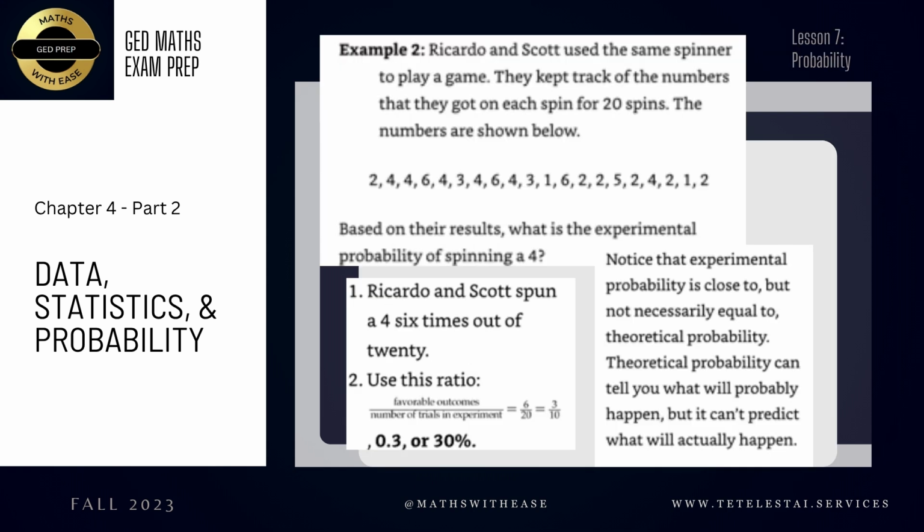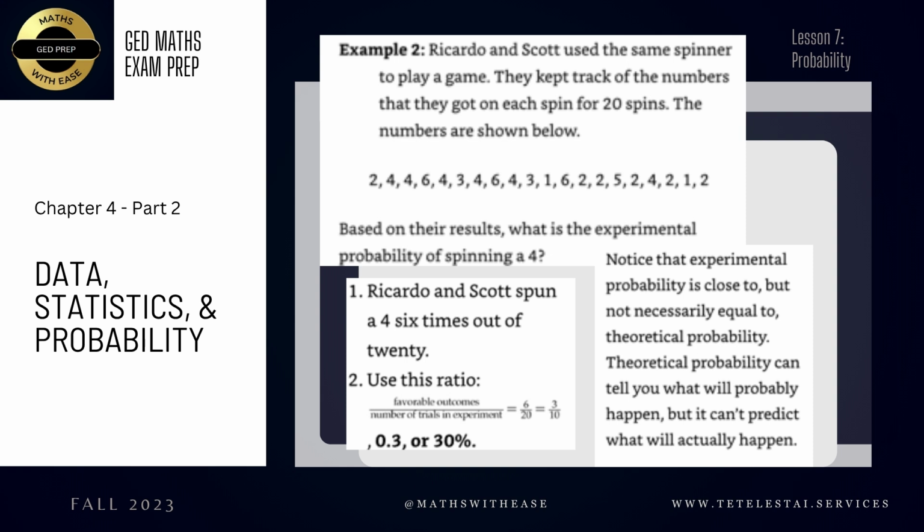In this example, we're told that Ricardo and Scott used the same spinner to play a game. They kept track of the numbers that they got on each spin for 20 spins. Those numbers are shown below. So for example, on the first spin, they got 2, and on the last spin as well, the 20th spin, they got 2. So based on the results, what is the experimental probability of spinning a 4?